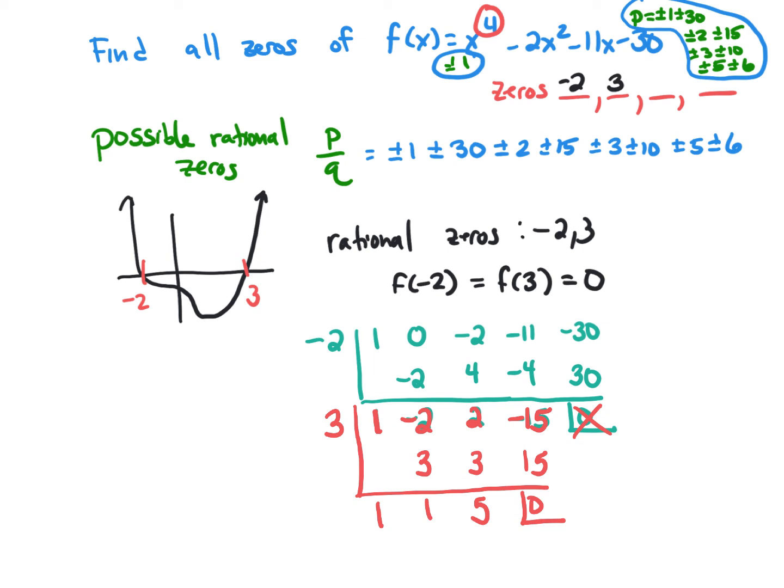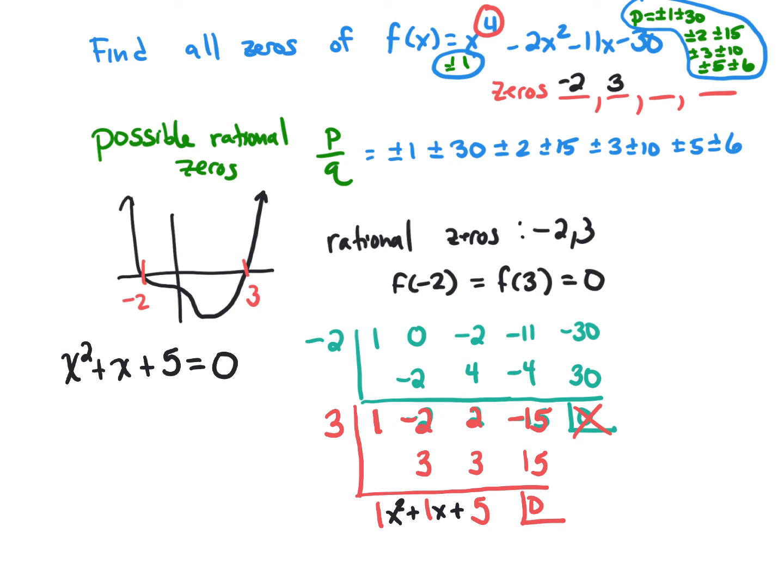So the whole key thing is when you get to this end, if you divided out everything you can, you should get a quadratic. And we do. This is going to be 1x squared plus 1x plus 5. And so that's how we're going to find our other 2 zeros. We're going to take that remaining quadratic and set it equal to 0.